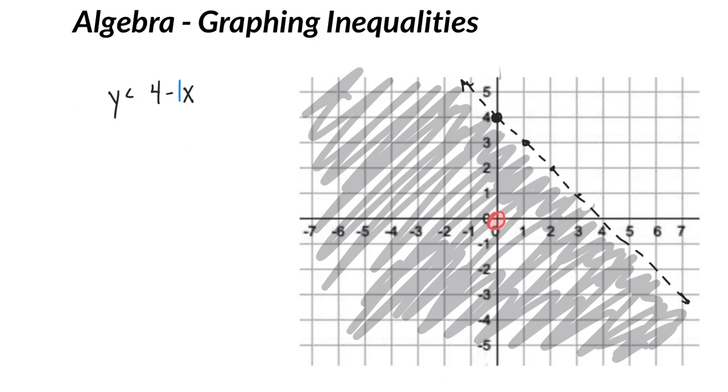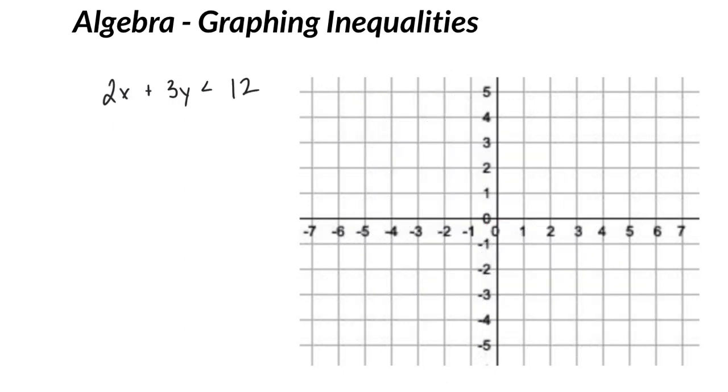Okay? Let's do a different example, but this time let's go in standard form. So I've given 2x plus 3y is less than 12. Notice it's not an equal to, it's just less than. So our line that we graph will be a dashed line because the line will not make a true statement. The side we shade will.